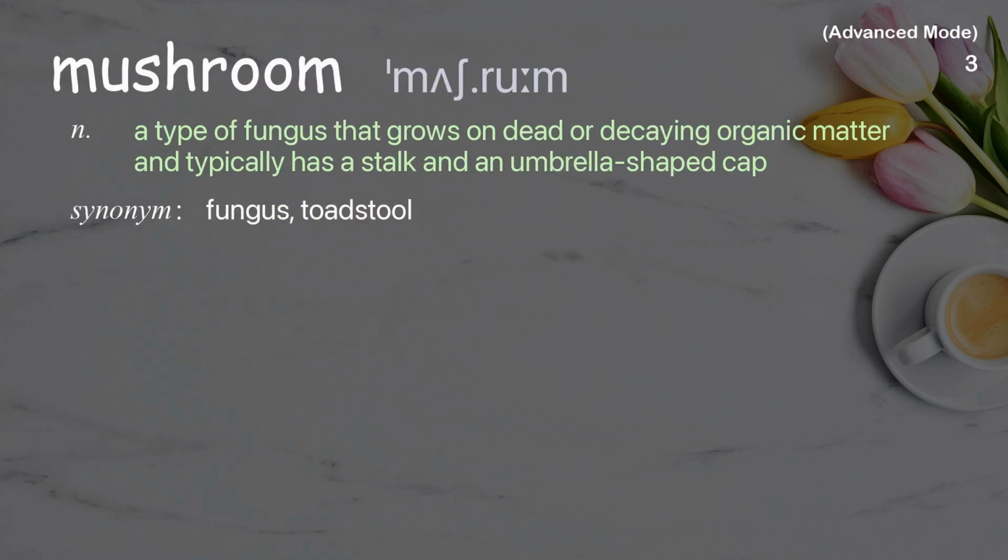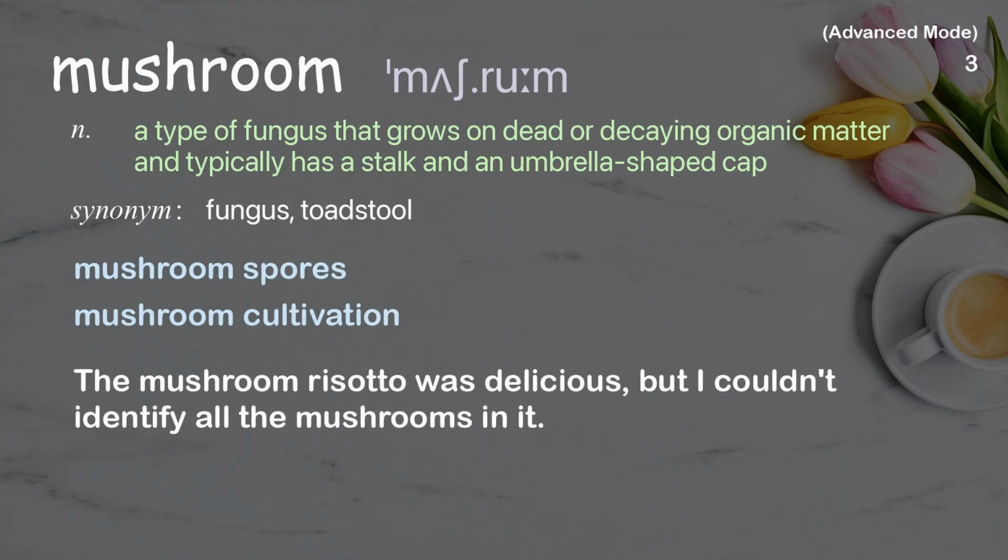Mushroom. A type of fungus that grows on dead or decaying organic matter and typically has a stalk and an umbrella-shaped cap. Examples: Mushroom spores. Mushroom cultivation. The mushroom risotto was delicious, but I couldn't identify all the mushrooms in it.